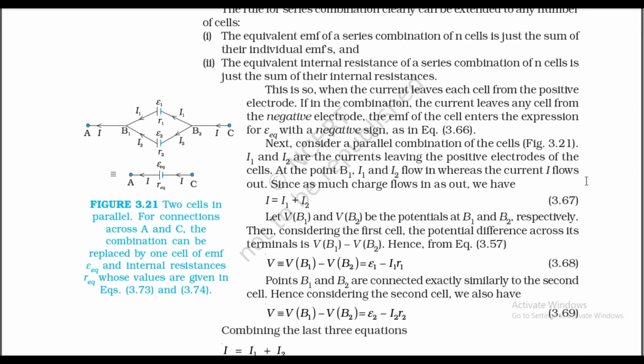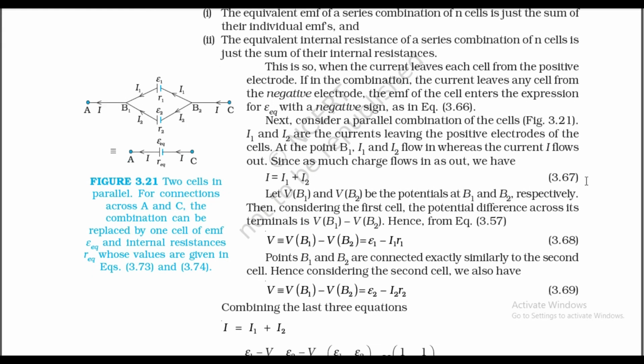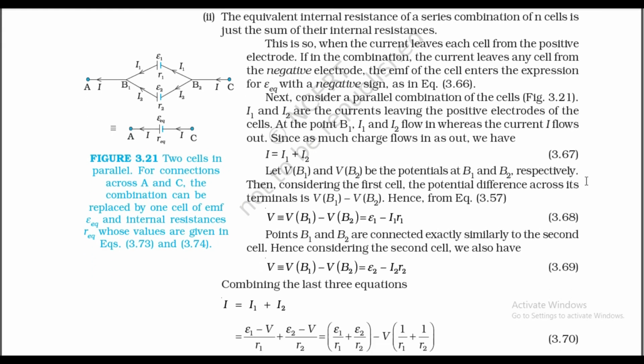This is so when the current leaves each cell from the positive electrode. If in the combination the current leaves any cell from the negative electrode, the EMF of that cell enters the expression for epsilon eq with a negative sign, as in equation 3.66. Next, consider a parallel combination of the cells. Figure 3.21.